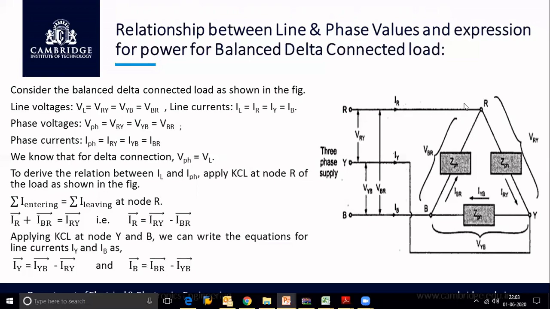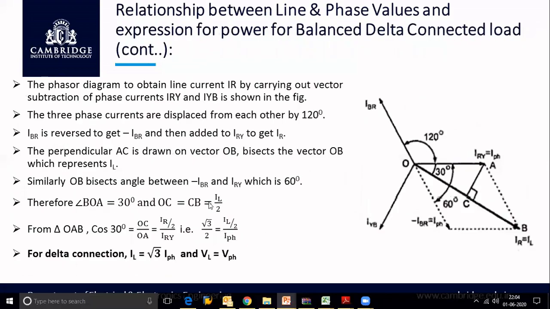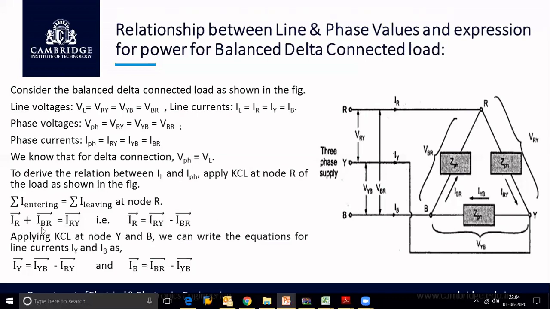If you observe at node R, what are the currents entering the node? IR is a current entering the node, IBR is a current entering the node, and IRY is leaving the node. Therefore, we can write the equation as IR plus IBR is equal to IRY. This can be rewritten as IR is equal to IRY minus IBR. Similarly, we can write similar expressions at node Y and node B. At node Y it is IY is equal to IYB minus IRY, and at node B, IB is equal to IBR minus IYB.